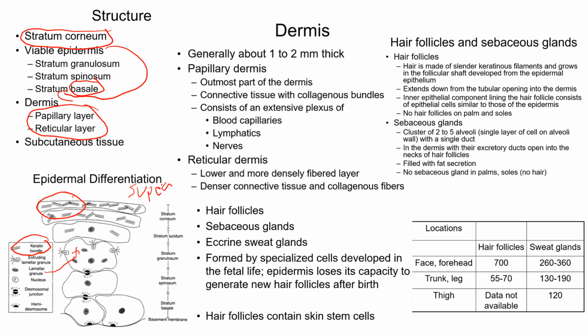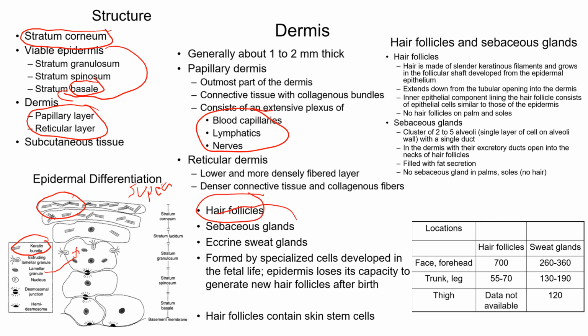And the other proteins have different functions, but they're not as important. The dermis, on the other hand, does have blood. It has immunologic cells, lymphatic cells, as well as nerve cells. This is also where our hair follicles and sweat glands are.